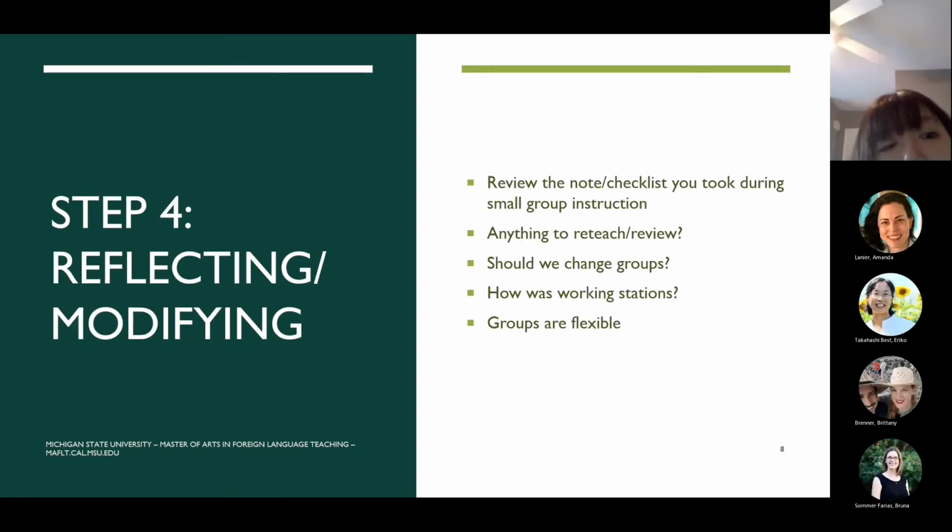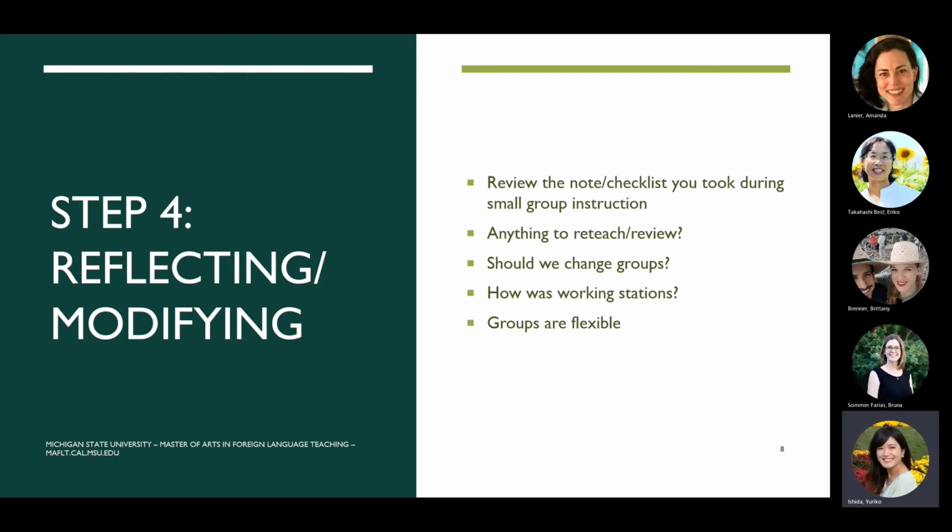And then step 4, we can review the note checklist you took during small group instruction. You need to think about anything to reteach or anything to review. They didn't understand this time, so we have to reteach. And then also, should we change groups? And then how was working stations? Was it too challenging? Should we change the instruction?